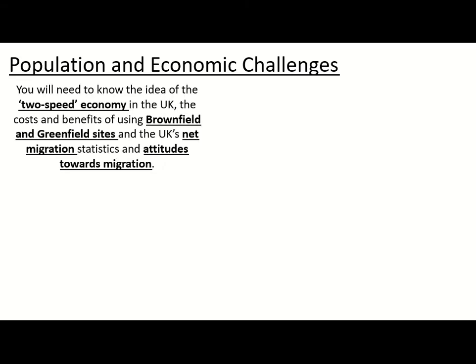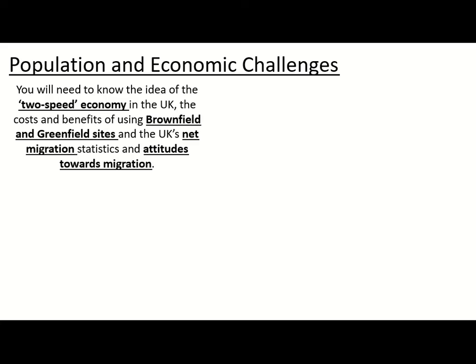Okay, so the second challenge is population and economic challenges. So again, we're looking at that 3-step structure. So outline what is the challenge here. Population and economic challenges: you need to know about this thing called the 2-speed economy in the UK. Now this links in nicely to the topic of development, because some parts of the UK are more developed than others, uneven development in the UK.